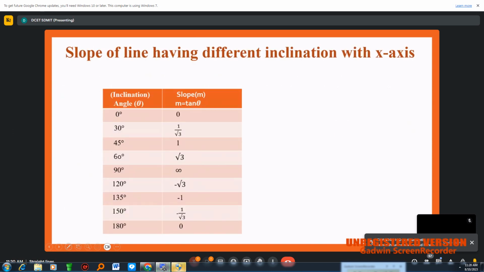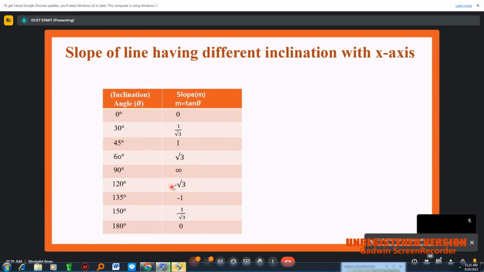So now I have given here the inclination angle and the slope values. This will be helpful for you to solve the problems. If the angle is 0, then the slope is 0. How to find the slope? That is tan theta, right? Tan of 0 is 0. If the angle is 30 degree, the slope is 1 by root 3. For 45 degree, the slope is 1. For 60 degree, it is root 3. For 90, it is infinity.